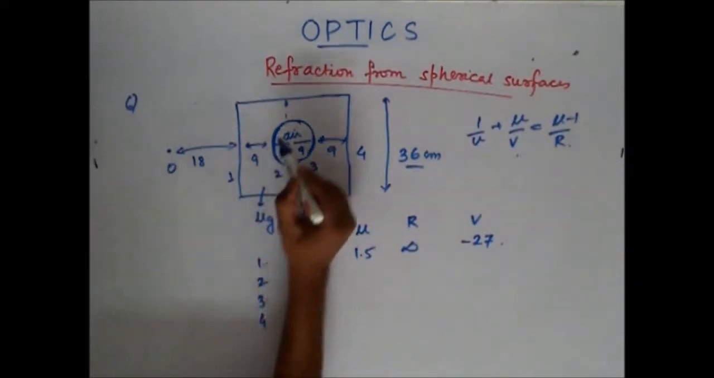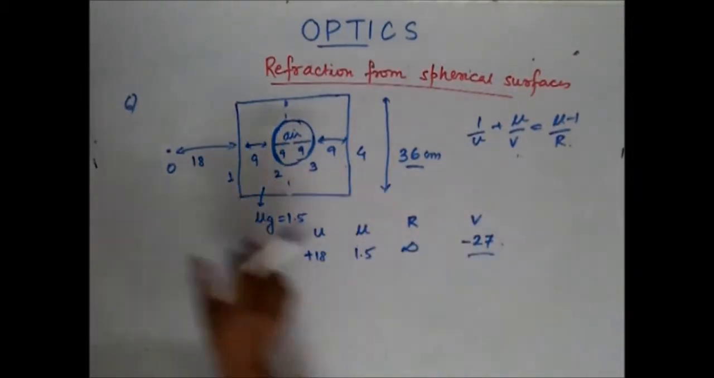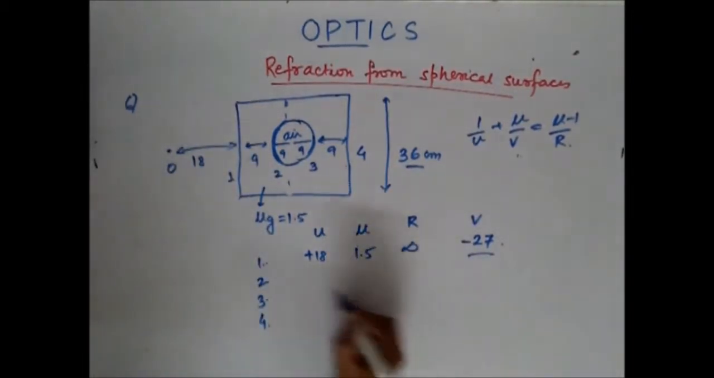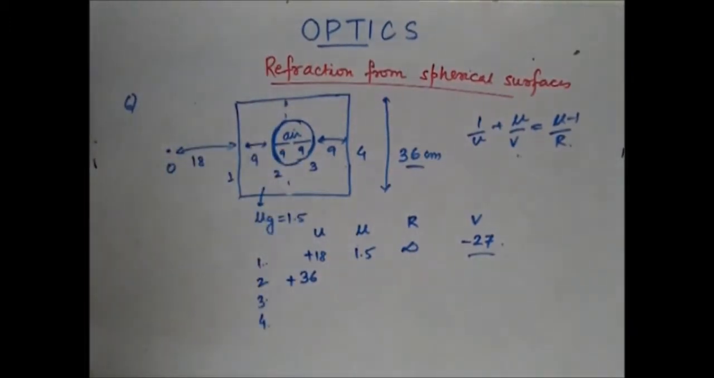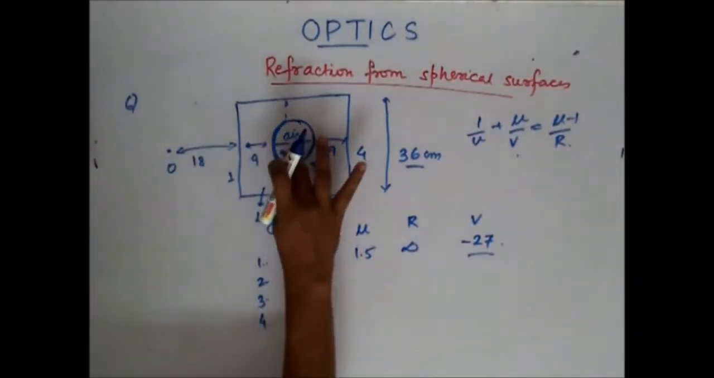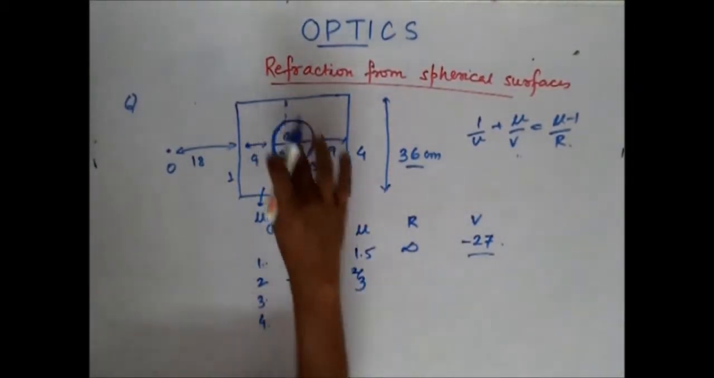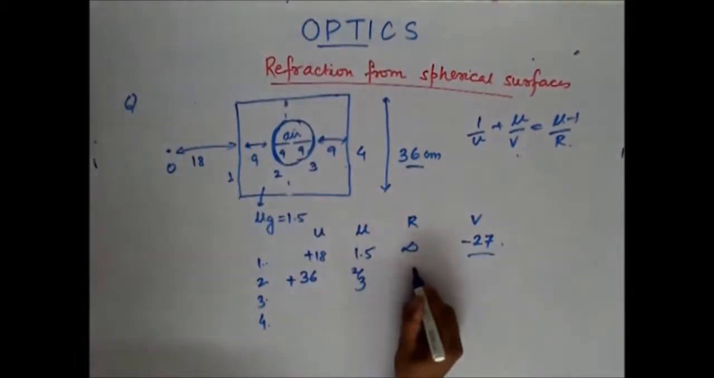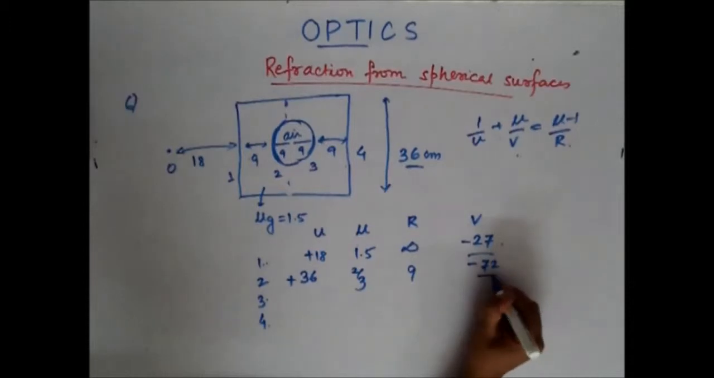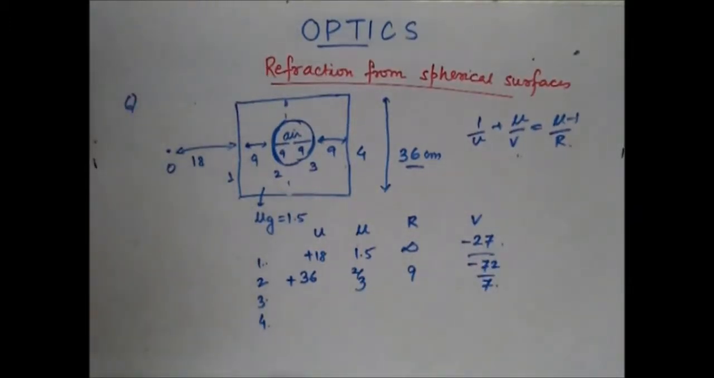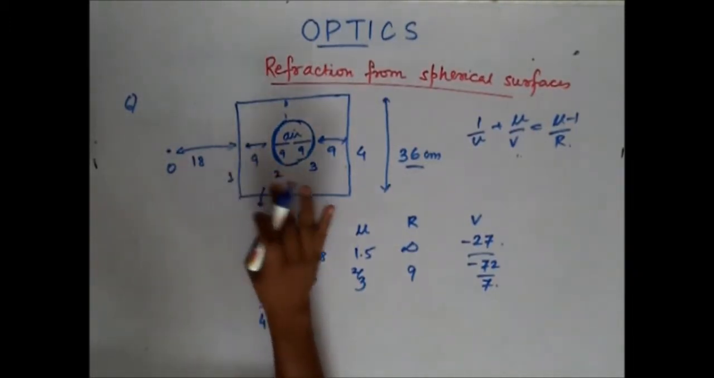So what is the object distance for this surface? It's minus 27, that is 27 plus 9. So that means 36. And this is positive because it is in the same direction as the incident ray. What is mu of this medium with respect to this medium? It's 1 by 1.5 or 2 by 3. Radius of curvature is positive. Now if you solve this, you will get v as minus 72 by 7. So my image is formed on this side again because it's negative.